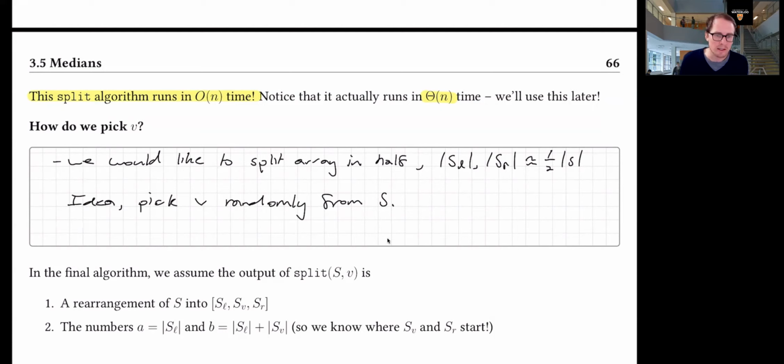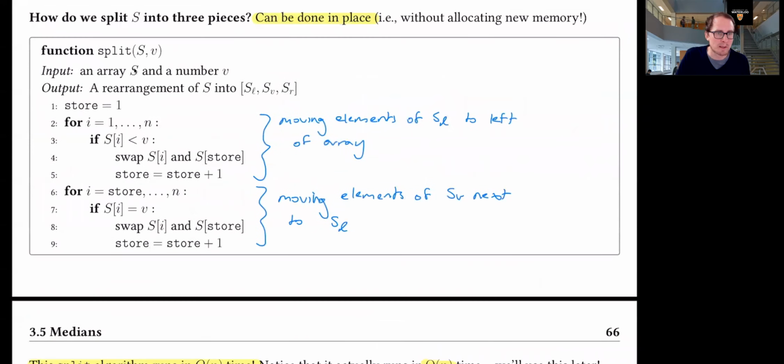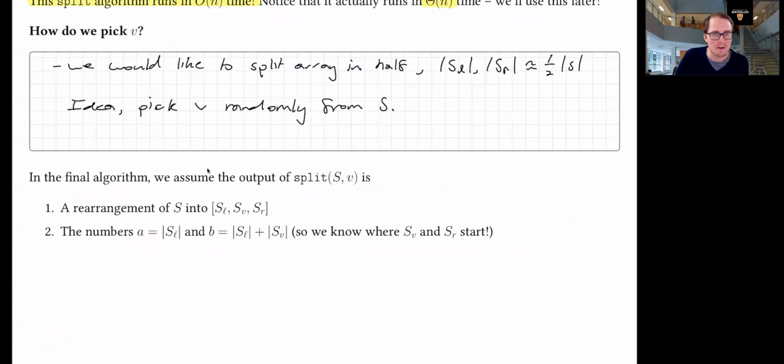I should mention one more thing, that when I wrote split up here, it rearranged the array, but it didn't keep track of where S left ended and where SV started and where S right started. So I really should output two more things. In the final algorithm, we assume that the output of split is a rearrangement of S. So it doesn't even return it. It just manipulates it in place. And then it returns two numbers: the length of S left and the length of S left plus SV, so that I know where S left ends and I know where S right begins.